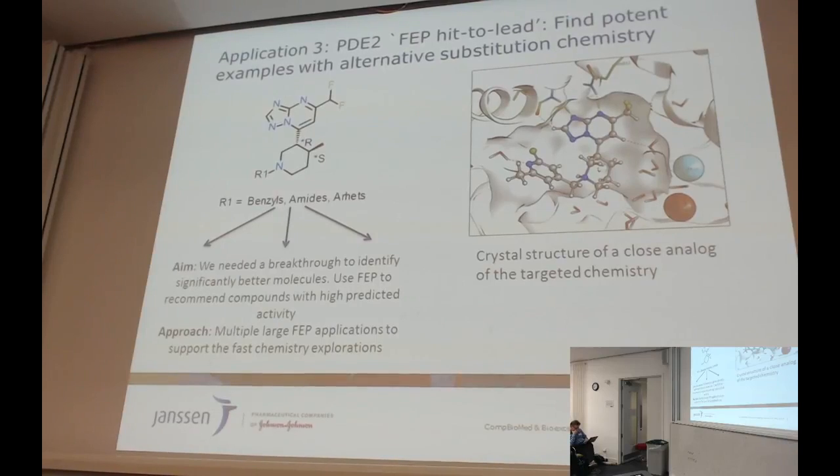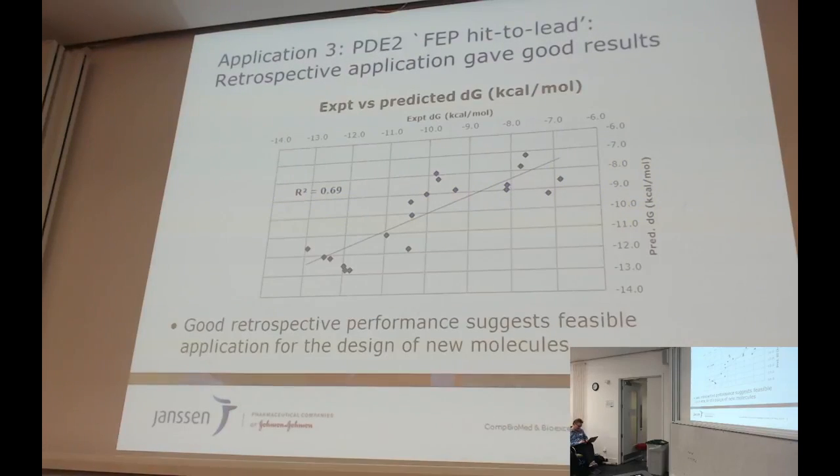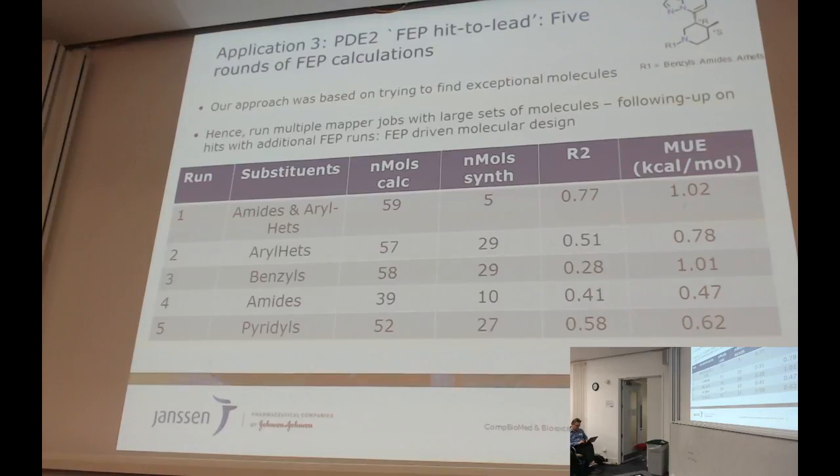So we've got a crystal structure of this chemical series. We know how it binds. We did a small retrospective study to begin with. Okay, reasonable agreement at that level. So we went ahead and over the course of 5 or 6 months, did separate rounds of FEP with the chemist designing the molecules, running the calculations, 40 to 50 molecules every month, and then synthesizing examples from the calculations. Compounds started out quite diverse in the beginning.